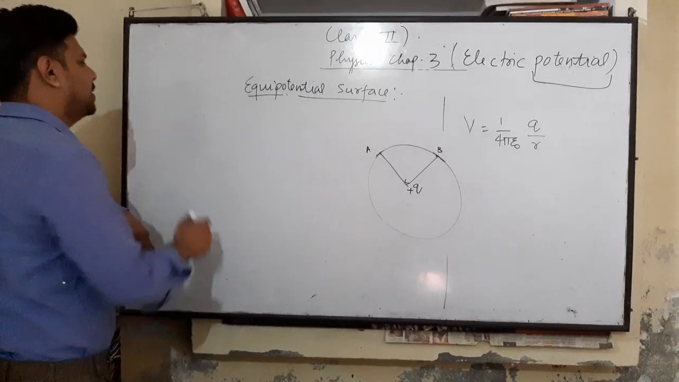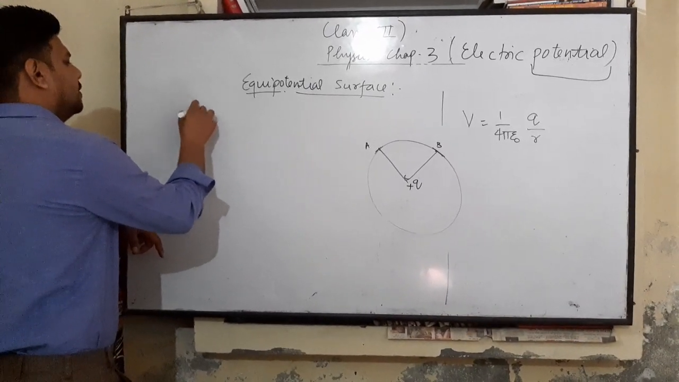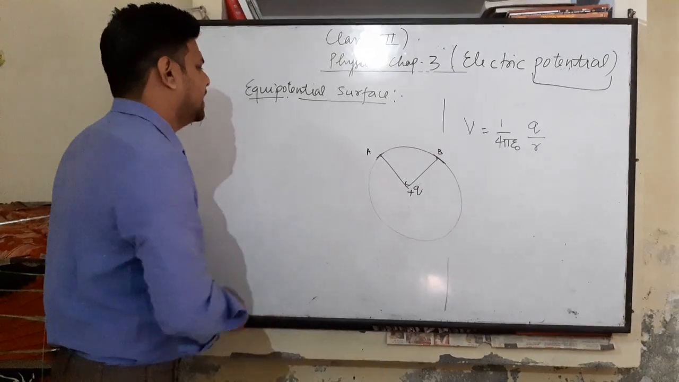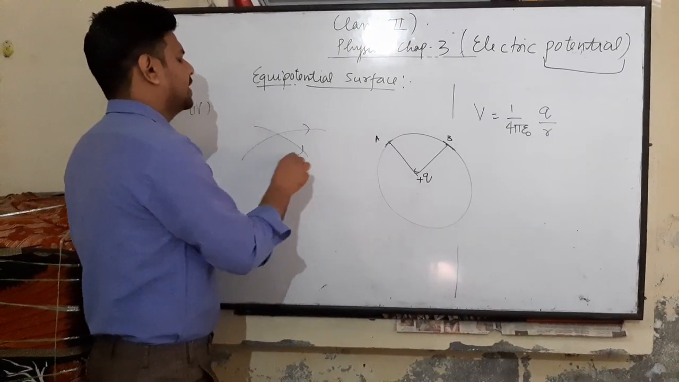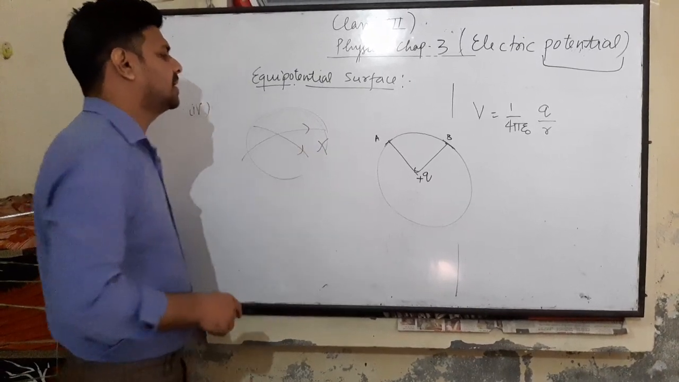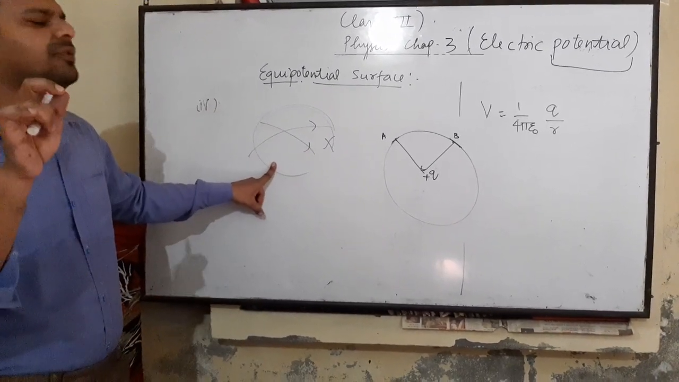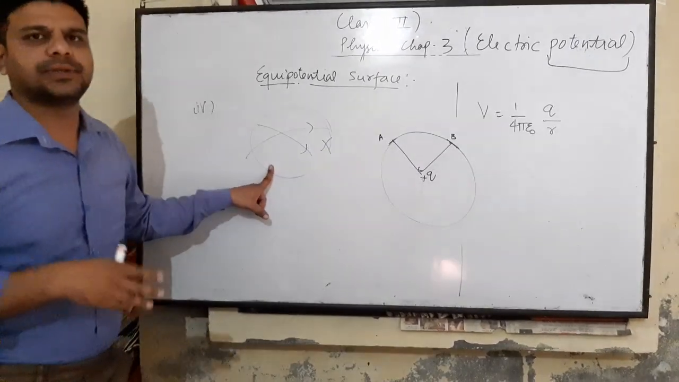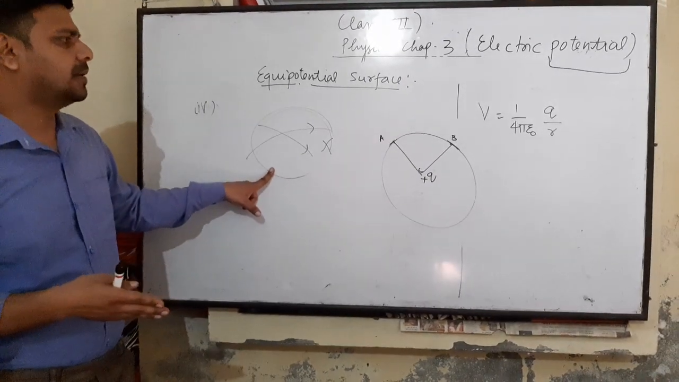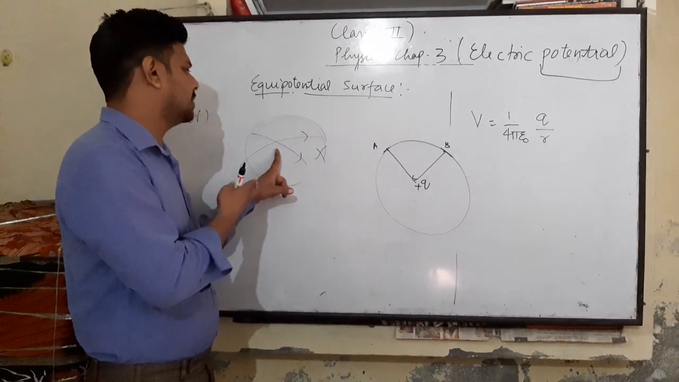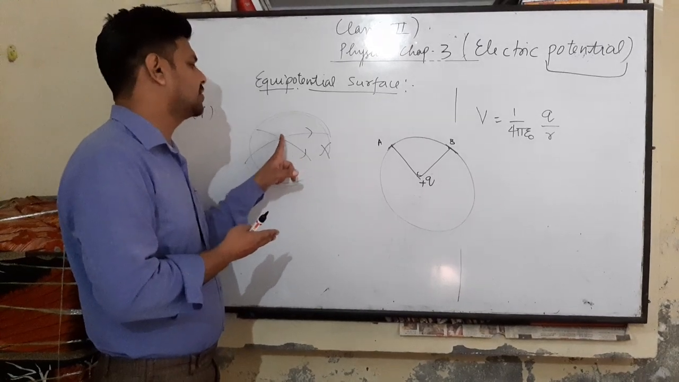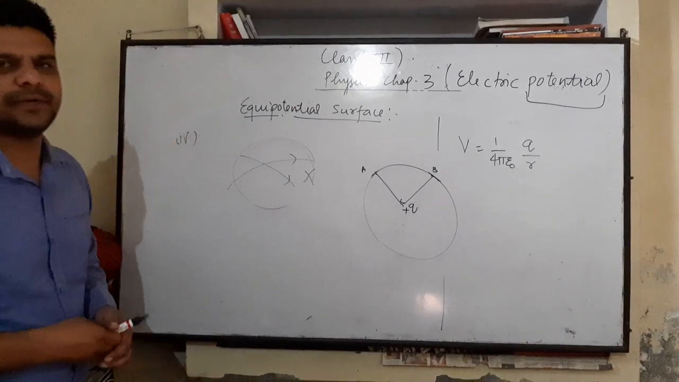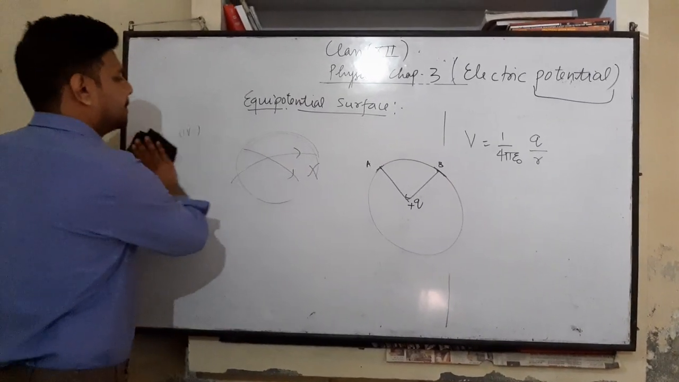Now the last property. As we know, two electric field lines can never intersect each other. Just like this, two equipotential surfaces can never intersect each other, for the same reason which was the reason for two electric field lines not intersecting.